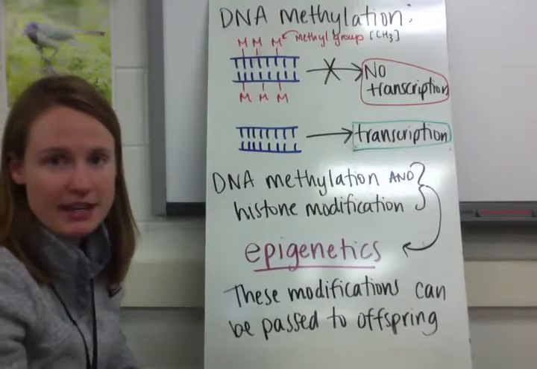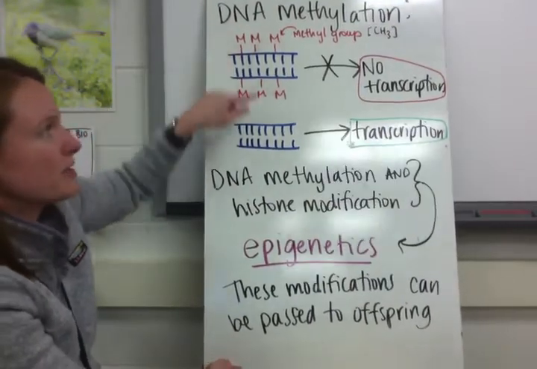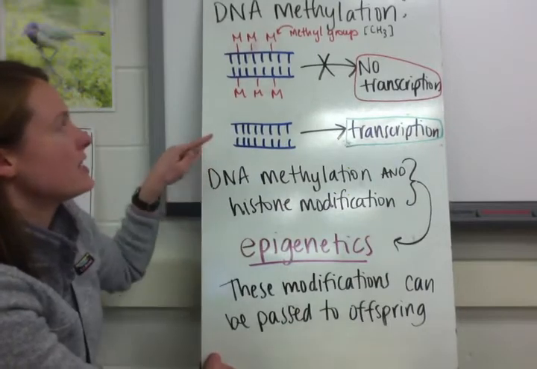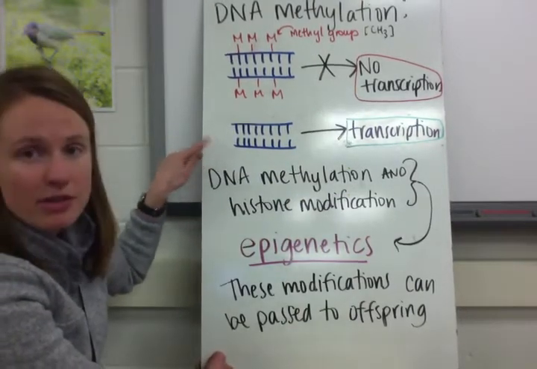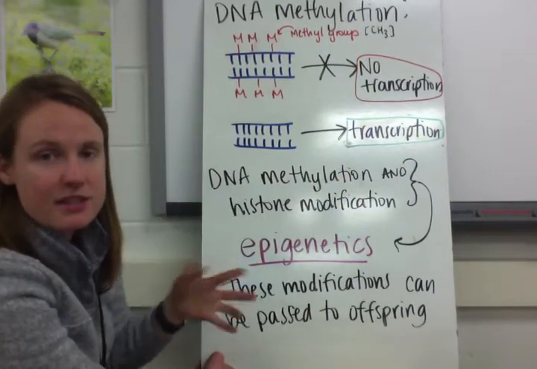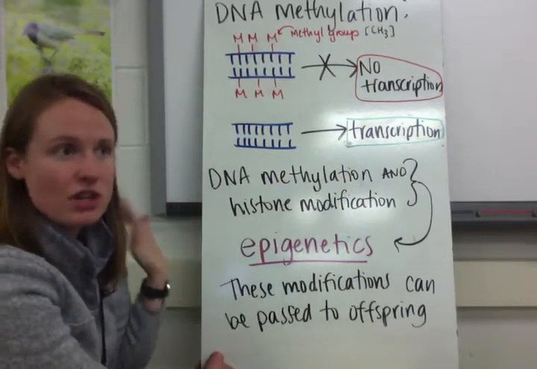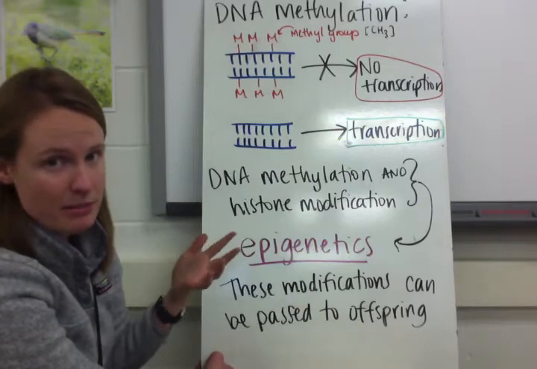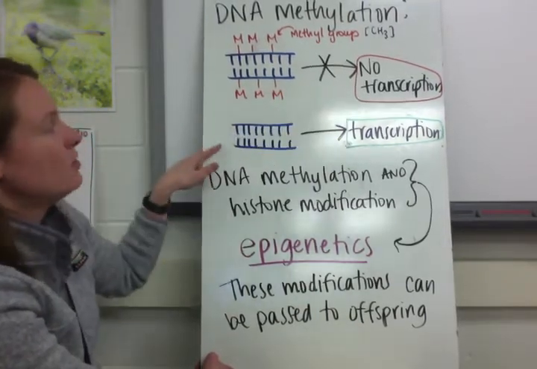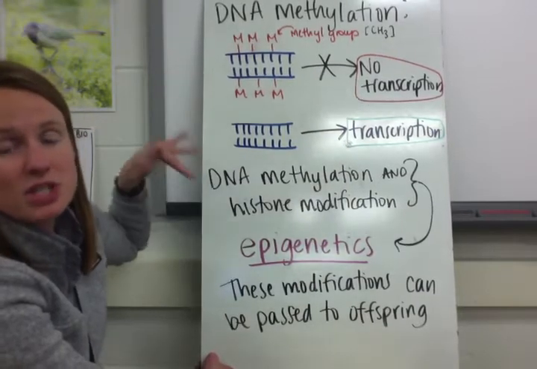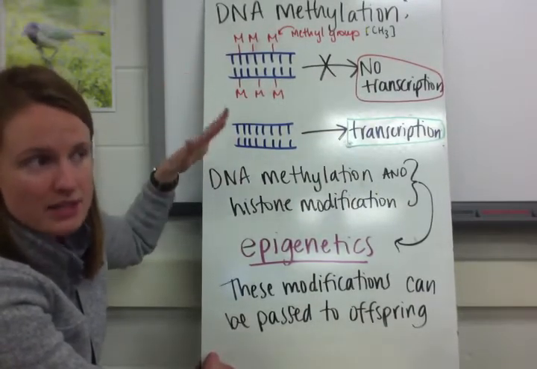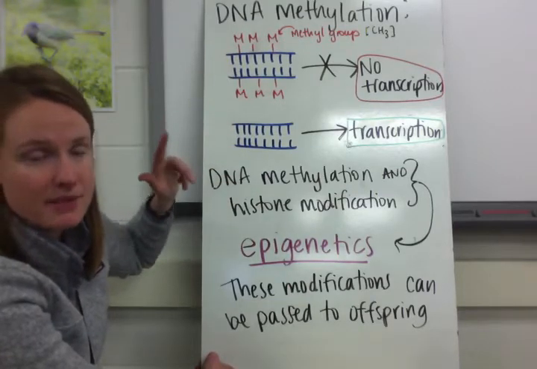If the DNA is methylated, if there's a lot of these methyl groups attached to it, transcription doesn't happen. If there are not methyl groups attached, transcription does happen. So this is another way that cells regulate what genes are transcribed and what genes are not transcribed. Methylation, no transcription. No methylation, transcription. This can be changed. Methyl groups can be added or removed based on what genes need to be expressed.